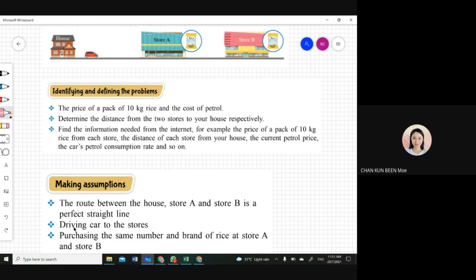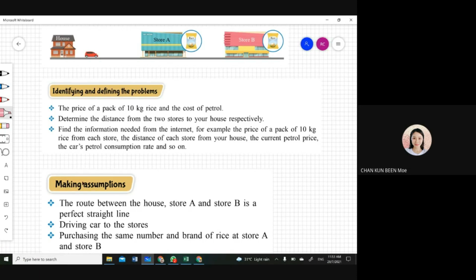Okay. Next, driving cars to the store. You are driving the cars to the store. You are not walking to the store. You are not cycling to the store. And then the last one, purchasing the same number of the same brand of rice at store A and store B. Usually we don't buy just one. We need to compare. You can put 2 and 3 and more so that we can compare. If you buy more, are you going to save more? Purchasing the same number, for example, you buy 2 here, you are going to buy another 2 packs from store B.